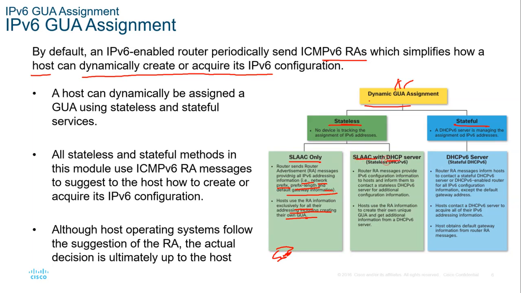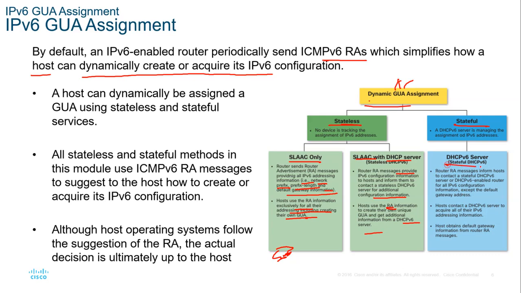Then we have SLAAC with DHCP, where router advertisement messages provide IPv6 address configuration information to hosts and inform them to contact a stateless DHCPv6 server for additional configuration information. Some information can be obtained from the router and other information from the server. So hosts use router advertisement information to create their own unique global unicast address and get additional information from the DHCP server.